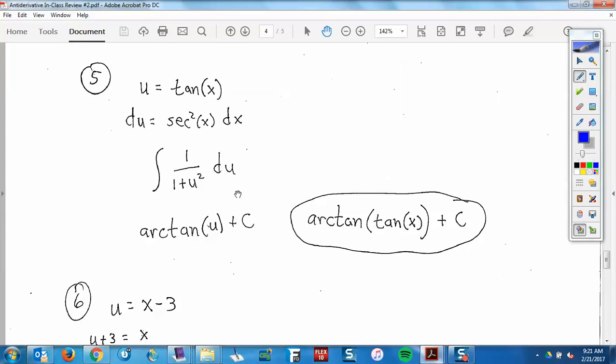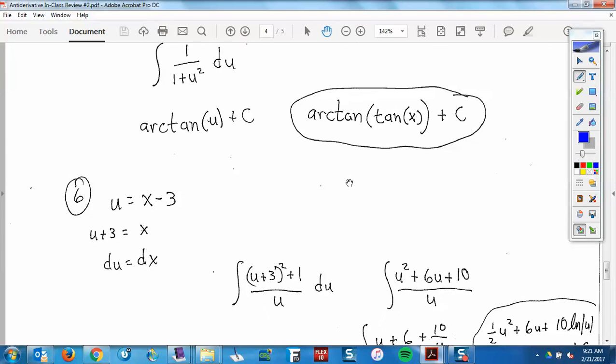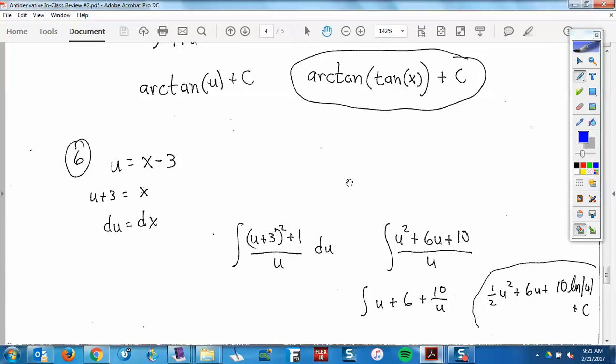Okay, 5 we said was that tricky one. I just wrote arctangent tangent, but it would just be x. I would be okay if you just left it arctan of tan x. If you had done it this way, I'd probably let that one slide. So that one's just x plus c.